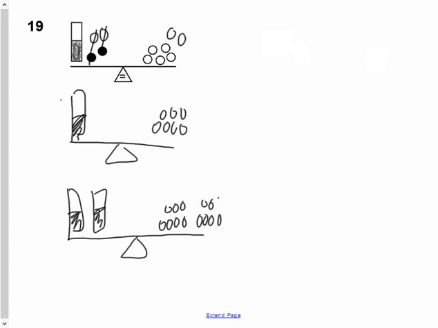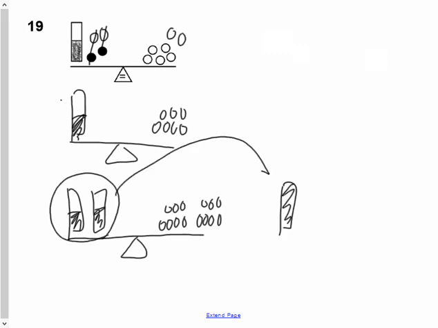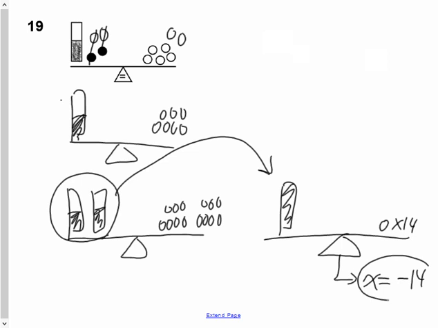Negative 7. And my final picture is that these two halves combined are going to make a full x. Now I'm going to be lazy. And those 14 negatives are just 14 negatives. And what does this say? It says that x is equal to negative 14.